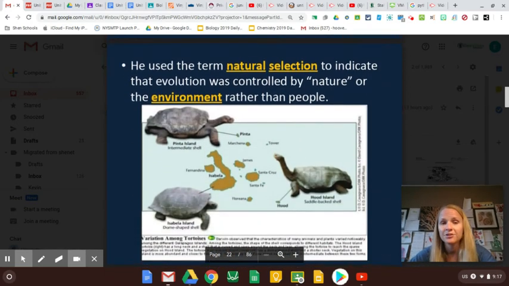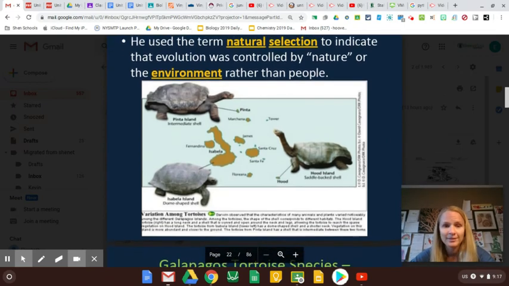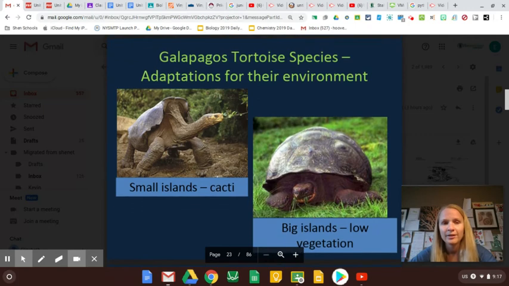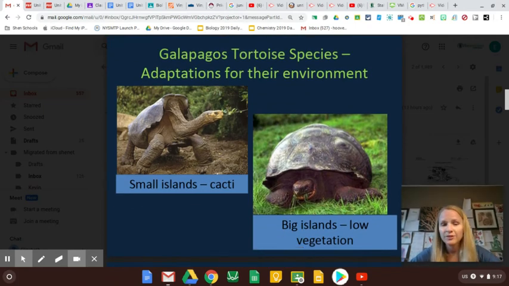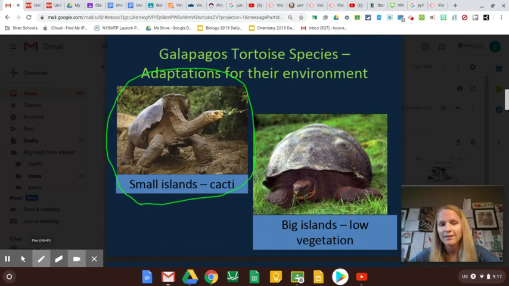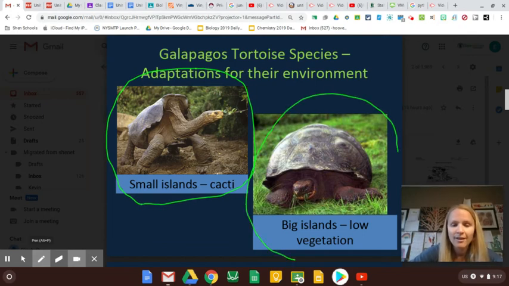Natural selection is when the environment picks who is the most fit to survive. So there's a great example here. There were two different islands. One island had cactus to eat, and their tortoises looked like this. And then the other island had low vegetation, and their tortoises looked like this.